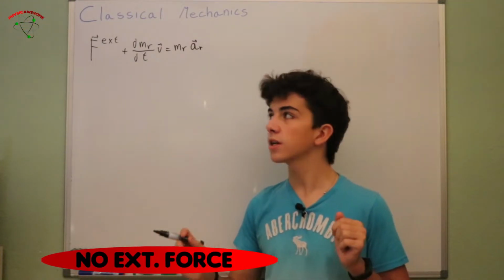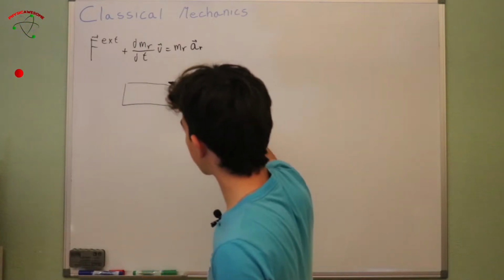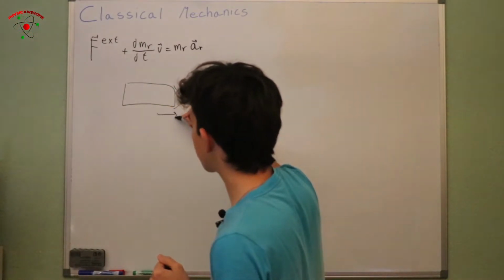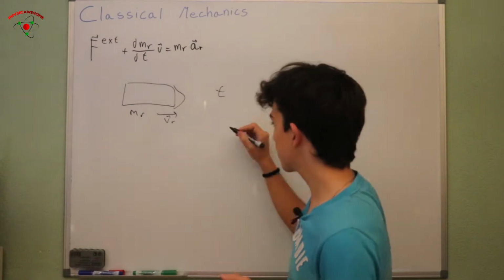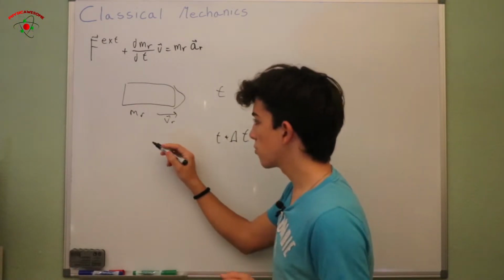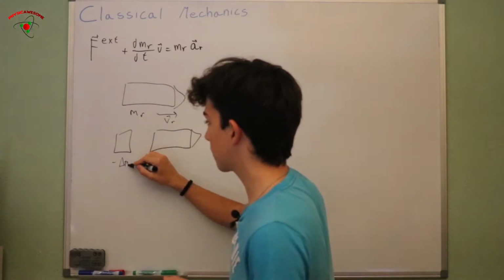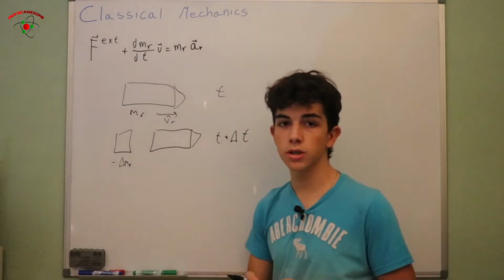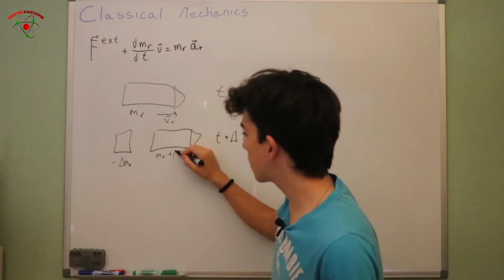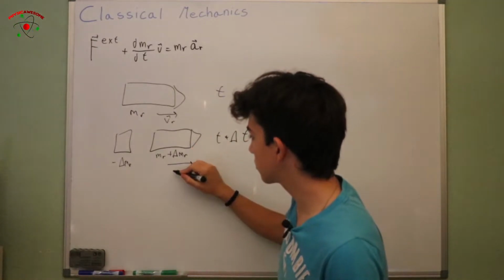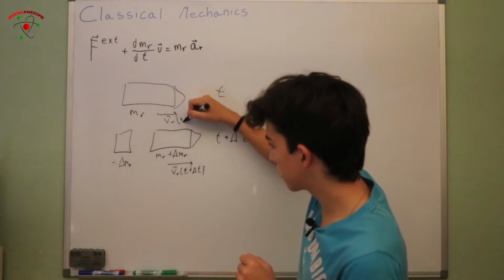Let's first consider the case in which the external force is zero. We're going to have our rocket at time t, and it is going to have a velocity v of r and a mass m_r at time t. And then at time t plus delta t, our rocket will have moved a little bit, and we're going to have minus delta m_r of mass over here, which is going to be positive because that increment is negative, and the mass of the rocket is going to be m_r plus delta m_r, and the velocity is going to be v_r of t plus delta t. It's going to have changed.